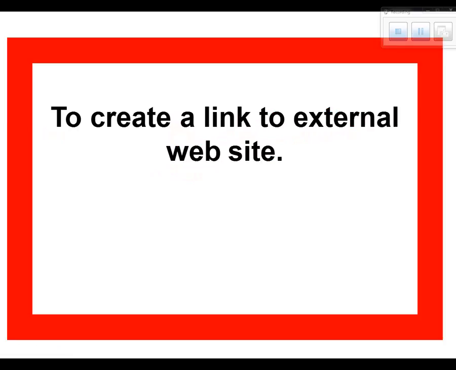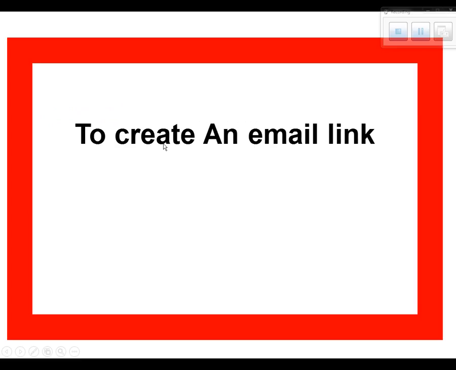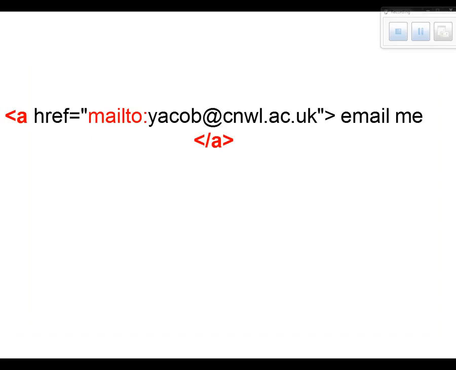To create a link to an external website, which you have been doing in Code Academy, you use a space href and then the full website. Of course, you should have the text to click as well. To create an email link, you need to use a space href, but this time you write mailto, and then you write the email address.